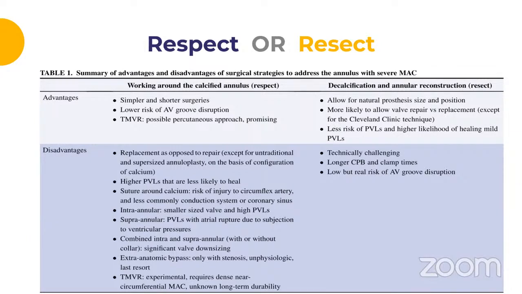But in the resect procedure, you allow a natural prosthesis size and position, as you already did the decalcification and reconstruction of the annulus. You will be more likely to have both procedures as an option, either repair or replacement. There's less risk of paravalvular leak, as there will be no calcium bar taken with the suture. But one of the major disadvantages of decalcification is the risk of AV groove disruption, as we'll talk about later on.